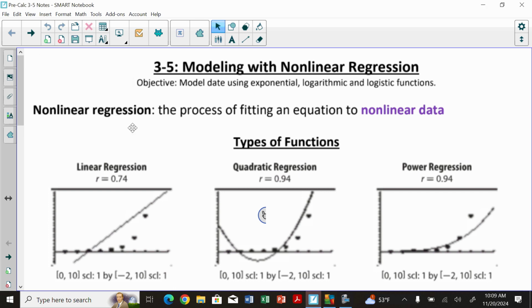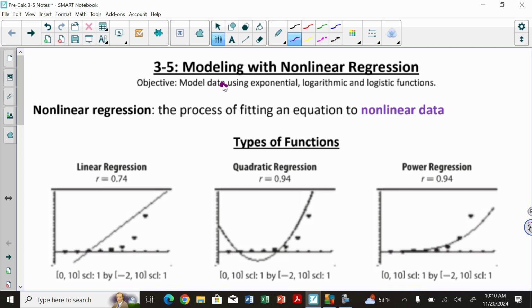Okay, 3.5, modeling with nonlinear regression. So, a couple things here. We're just going to use some different functions and model data, I should say. Here, model data using exponential, logarithmic, logistic functions. So, just going to talk about that and see what we're going to do here.